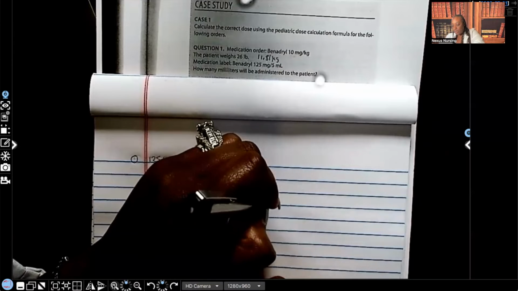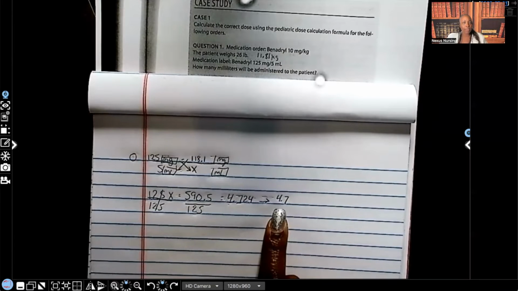So this 4.724, what does it turn into? It turns into 4.7. Why? Because when you look next to the 7, it's a 2. 2 is less than 5, so we're not going to go up. It stays 4.7. Are we done?